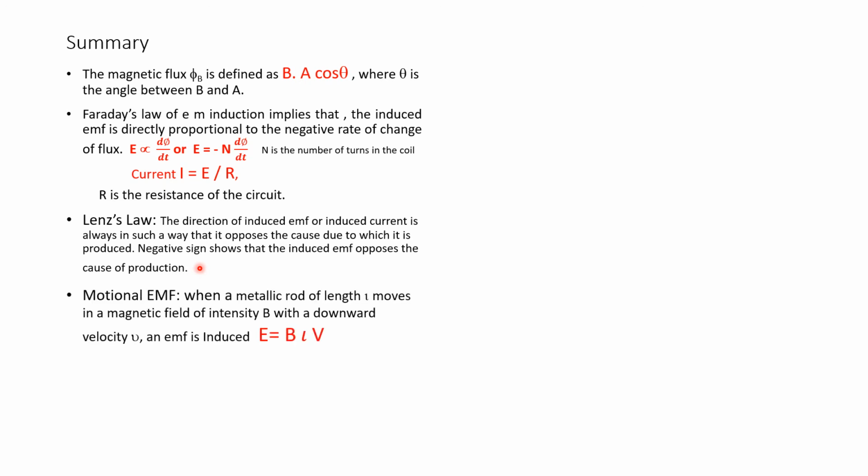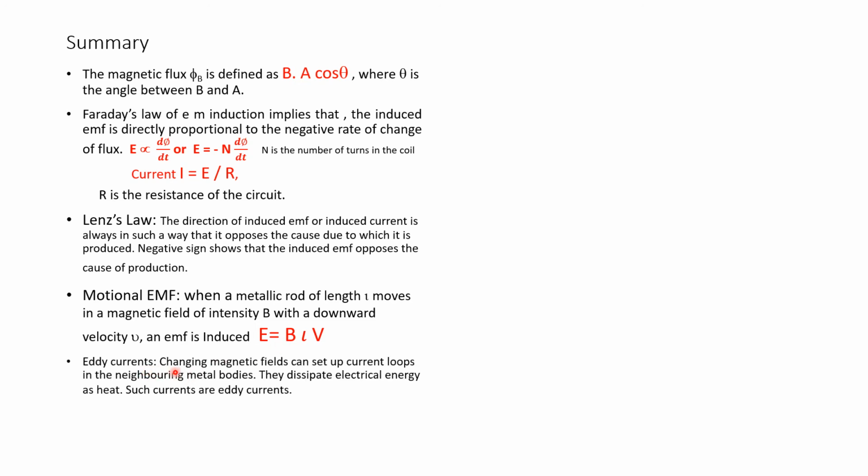Motional EMF. When a metallic rod of length L moves in a magnetic field of intensity B with a velocity V, the induced EMF is given by E is equal to BLV, where V is the velocity, L is the length of the conductor, and B is the flux density or field intensity.